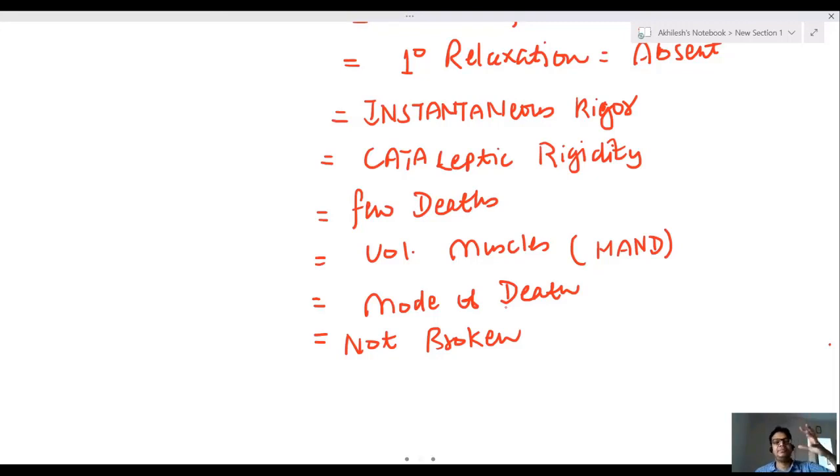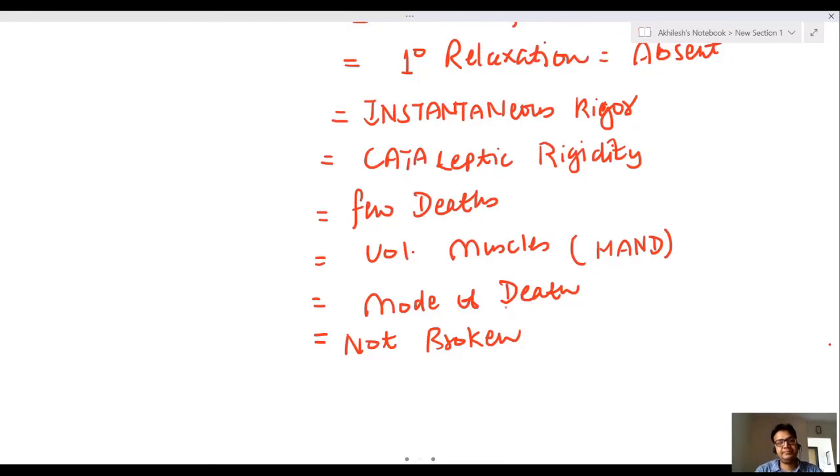Again, I'm revising. In few cases, muscle goes in contraction and after death, it remains in contraction. This is known as cadaveric spasm. It is not cadaveric rigidity. It is seen in few muscles only, in few deaths only, just after death. So the primary relaxation phase is absent.